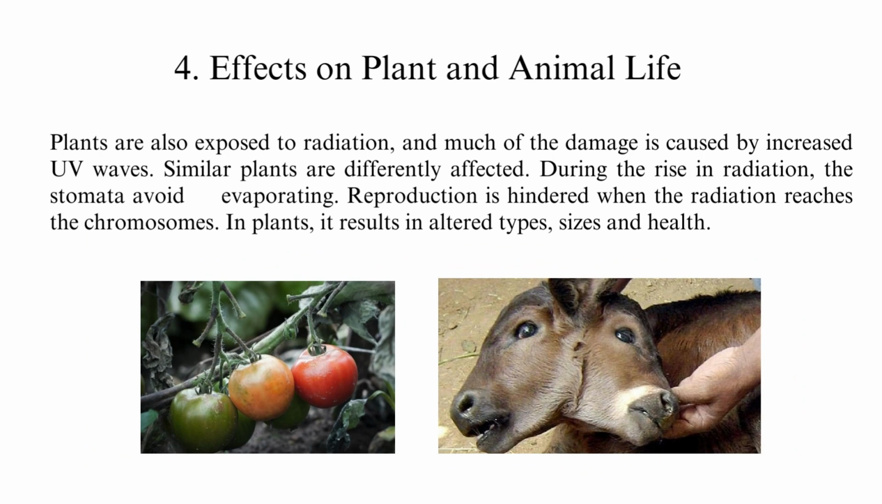Effects on plant and animal life. Plants are also exposed to radiation, and much of the damage is caused by increased UV waves. Similar plants are differently affected. During the rise in radiation, the stomata avoid evaporating. Reproduction is hindered when the radiation reaches the chromosomes. In plants, it results in altered types, sizes, and health.